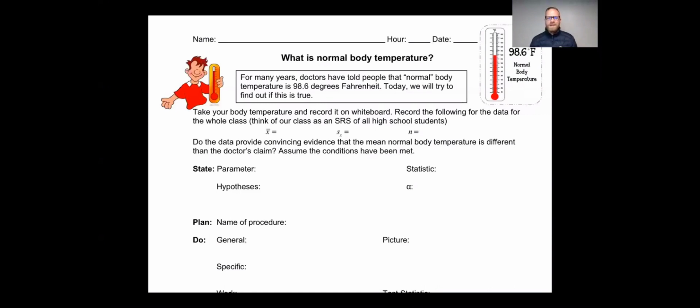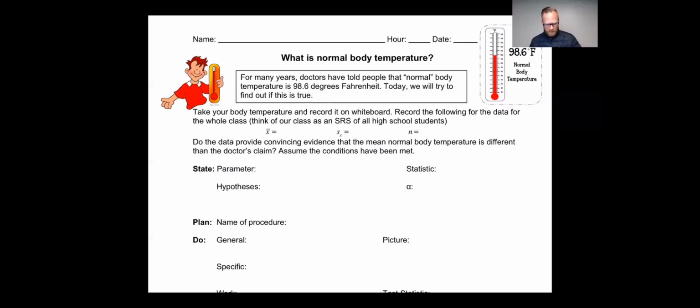It says here, what is normal body temperature? For many years, doctors have told people that normal body temperature is 98.6 degrees Fahrenheit. Today, we will try to find out if this is true. So if we were in class, we would take the body temperature of each one of the students and record it at the front of the board, and then find the mean and the standard deviation. So I'm actually going to take some data from one of my class periods and give that to you so that we have some numbers to work with here.